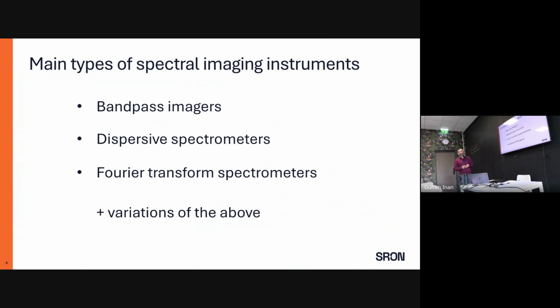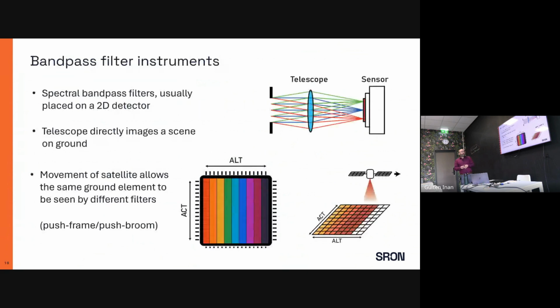So let's go into the first one, which are bandpass filter instruments. So what is this? Usually you put some spectral filters, there can be some color filters, somewhere in your instrument. Very often you put them on your detector. And then if you put them on the detector, it's very similar to how it works in your mobile phone. You have a lens, you have a sensor, which you see here on the right. And your image is seen on your sensor.